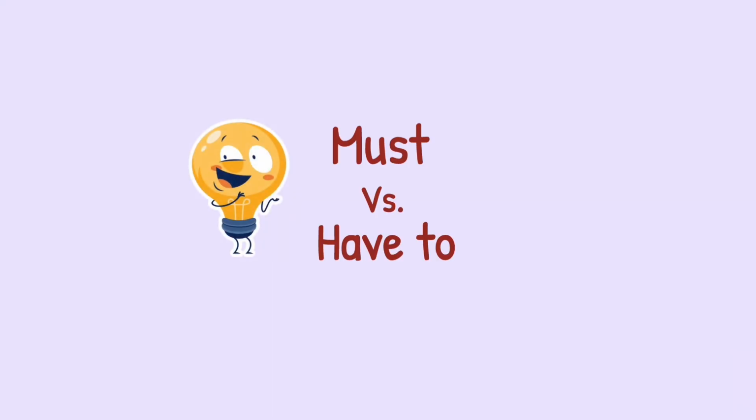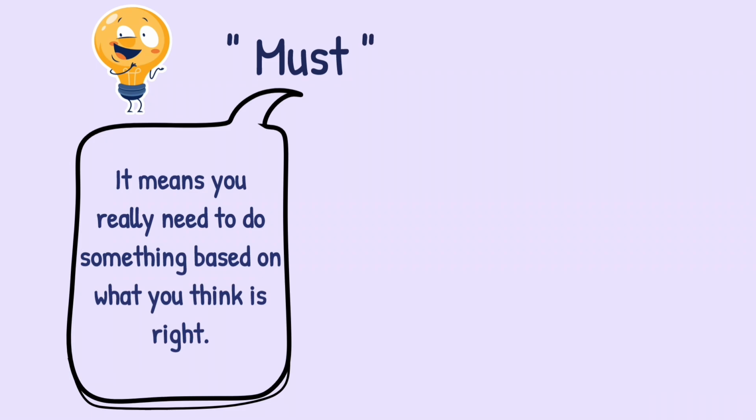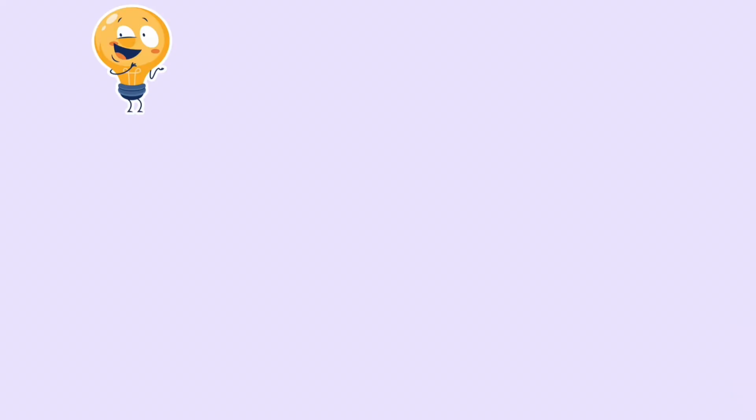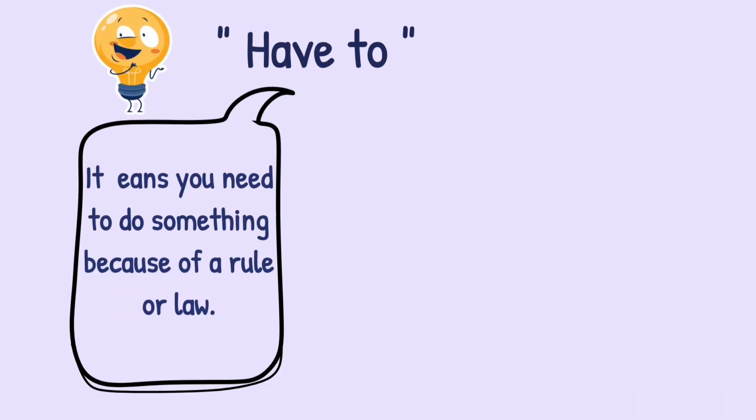Today we will be dealing with two confusing phrasal verbs, must and have to. What's the difference? Must means you really need to do something based on what you think is right. Have to means you need to do something because of a rule or law.